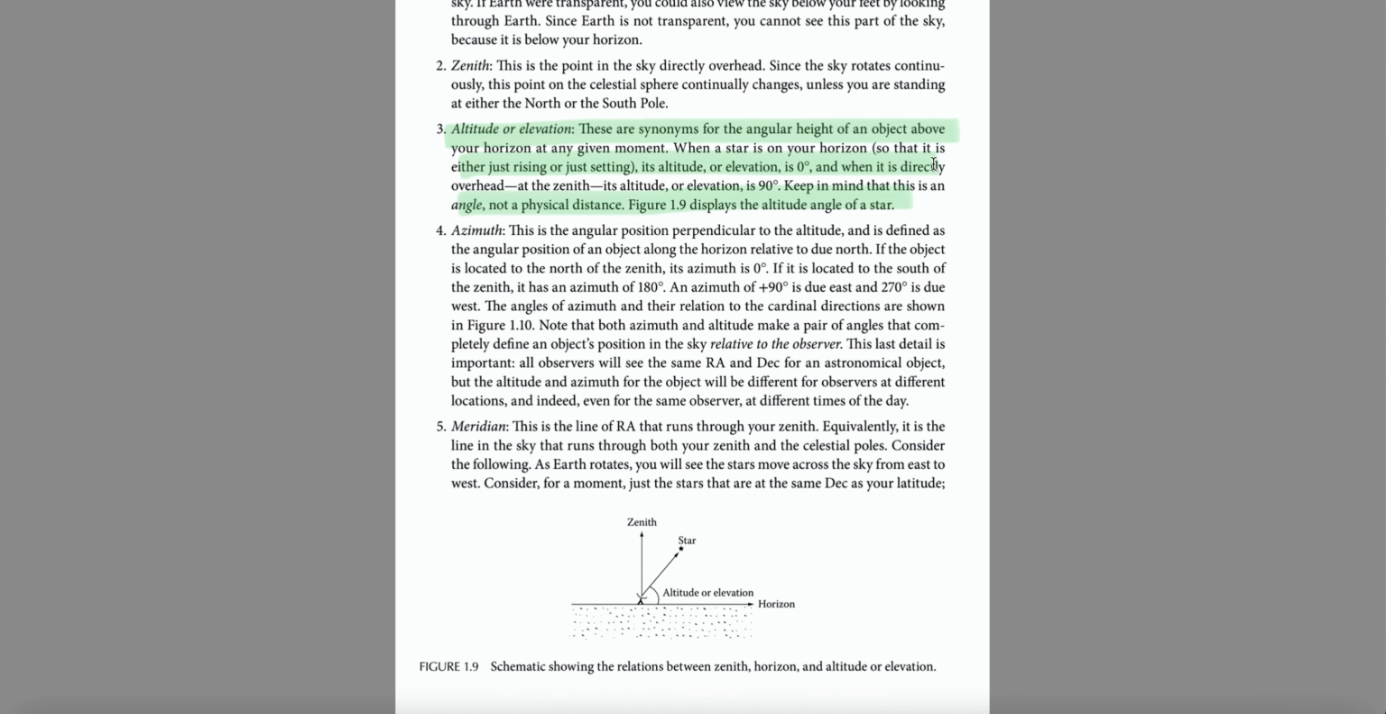Number four, altitude or elevation. These are synonymous for the angular height of an object above your horizon at any given moment. When a star is on your horizon, so it is either just rising or just setting, its altitude or elevation is zero. And when it is directly overhead at the zenith, its altitude or elevation is 90 degrees. Keep in mind that this is an angle, not a physical distance. Figure 1.9 displays the altitude angle of a star.